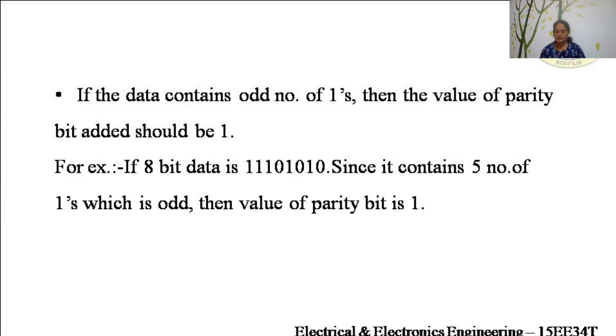We shall see another case where the data contains odd number of ones. For example, let the data be 11101010. Here the data contains 5 number of ones, which is an odd number. So, to make it even parity, we must set parity bit as 1 so that the data contains 6 number of ones, which is an even number.